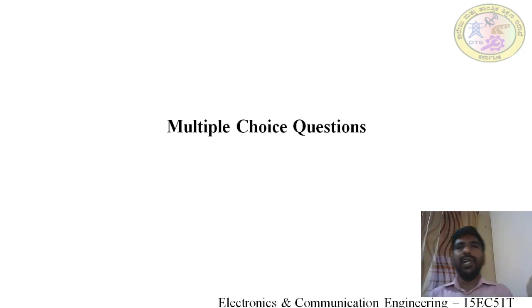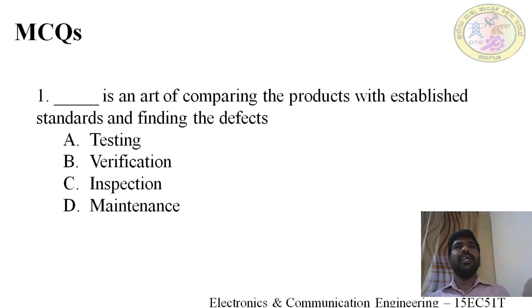Now it's an assessment session. In this section, there are 10 multiple choice questions, and each question has multiple options. You need to pause the video and try to find the answer. First question: dash is the art of comparing the product with the established standard and finding the defect. Option A, testing. Option B, verification. Option C, inspection. Option D, maintenance. Pause the video and try to find the answer for this question.